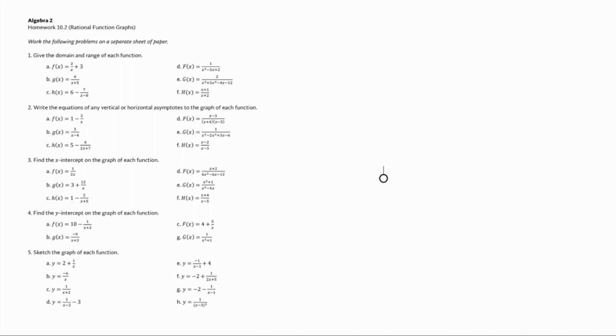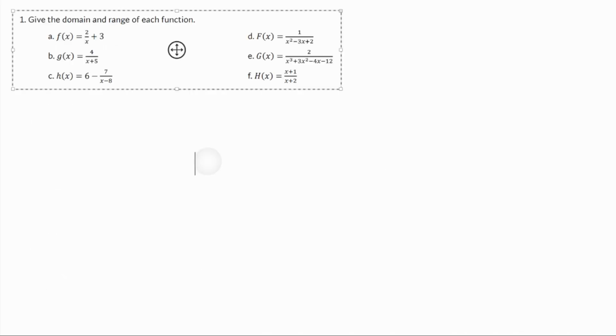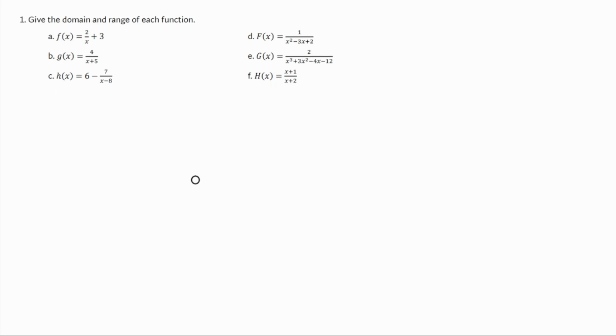Alright, welcome. In this video, I'm going to be working Algebra 2 Homework 10.2, and we're going to be graphing a bunch of rational functions. We're going to start with some functions, and we're going to find the domain and range of each of them. A is f of x equals 2 over x plus 3.